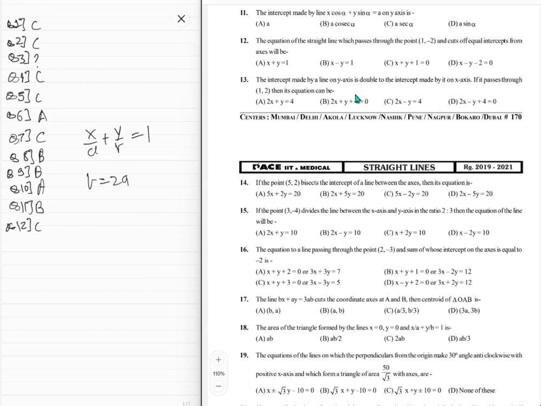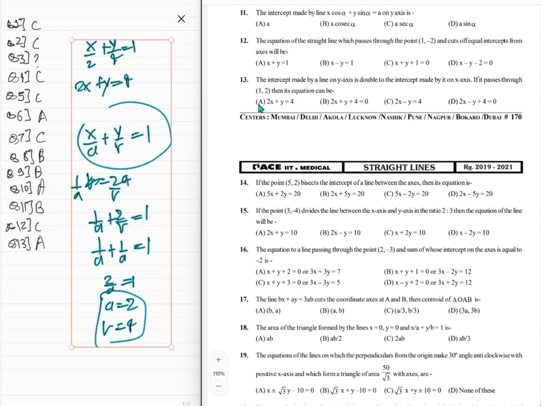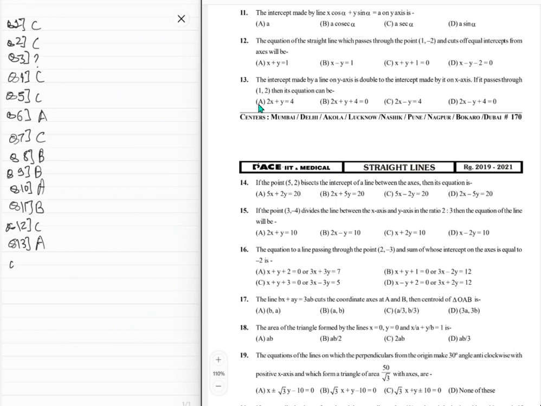If it passes through (1, 2), just put (1, 2) into this equation. We have 1 upon a plus 2 upon b equal to 1, but then b is 2a, so 2 upon b is 1 upon a. So this thing is just 2 upon a equal to 1, that means a is 2, and so b is 4. So our line was just x upon 2 plus y upon 4 equal to 1. In other words, 2x plus y equal to 4. That's our line. That's A. Question number 13, A. You could have also used some other kind of formats like y equal to mx plus c. Anything. It always works.